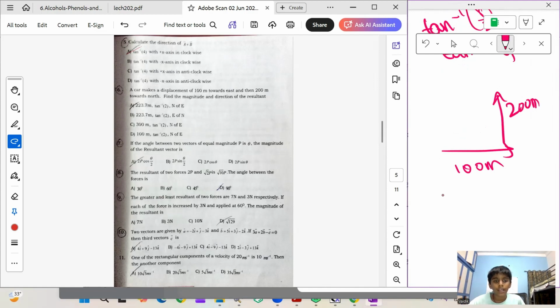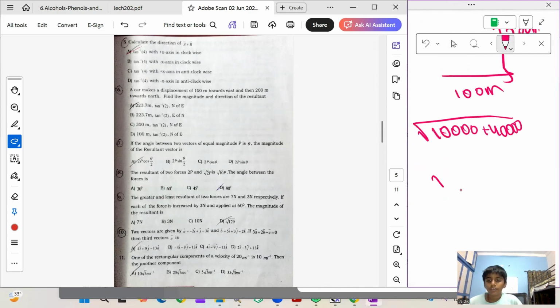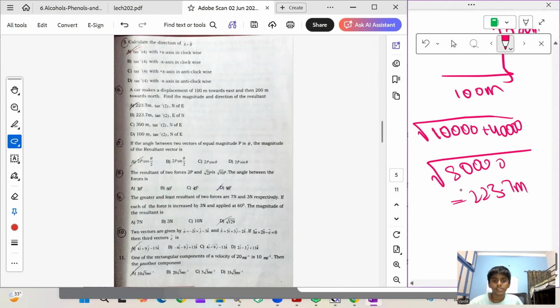A car makes a displacement of 100 meters towards east and then 200 meters towards north. Find the magnitude and direction of the resultant. Magnitude would be root over 100 square plus 200 square, means 10,000 plus 40,000. It will be root over 50,000, approximately 223.7 meters. And direction is tan inverse of y by x, tan inverse of 200 by 100, means 2. So 223.7 and tan inverse of 2.